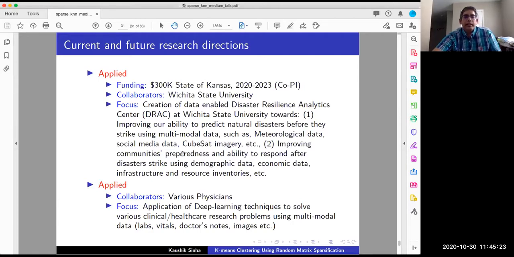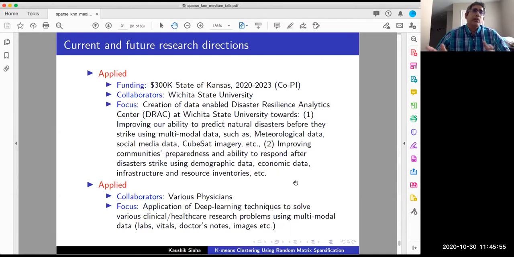That is a grant for the next 3 years that we are working on. Another applied project is in the clinical, healthcare setting, collaborating with a couple of physicians. The idea is to apply deep learning techniques to solve various clinical and health research problems, essentially in the ICU setting. For the different patients, we have their vitals data, labs data, doctors' notes, and nurses' notes.